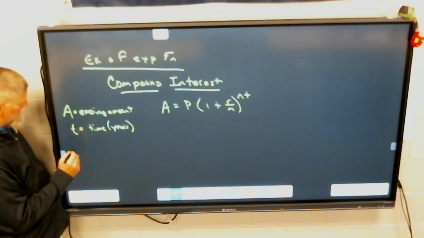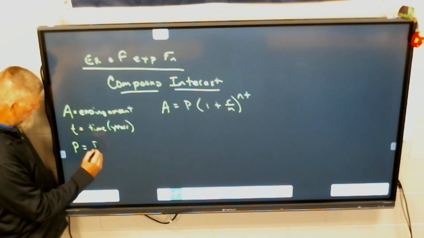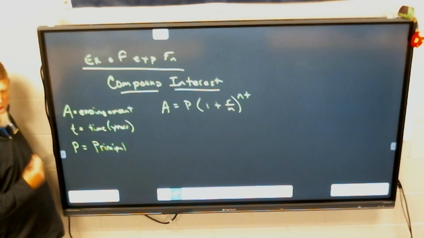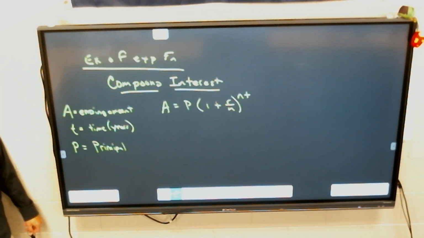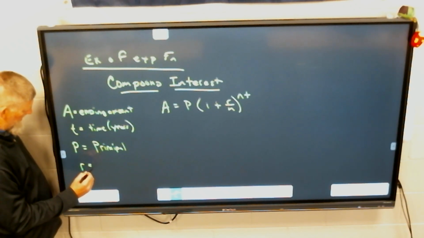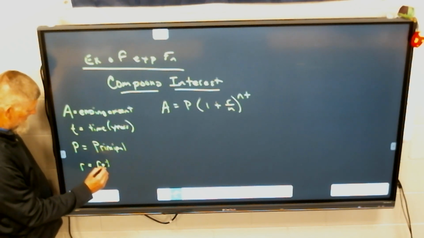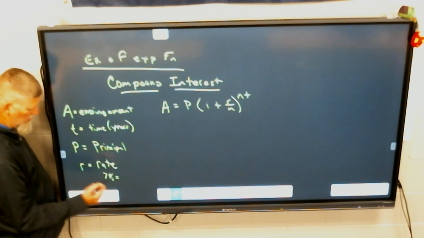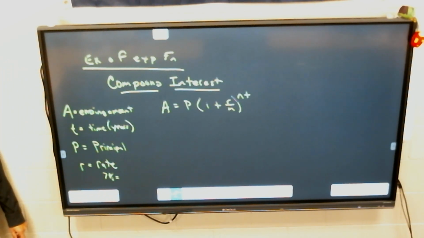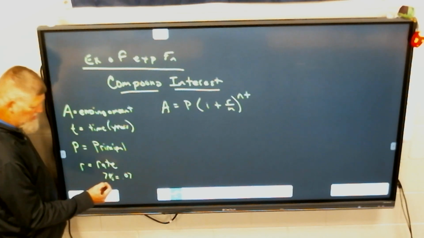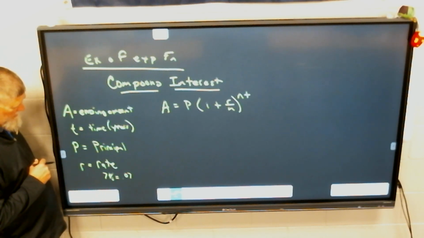And then we have P, which is your principal. In money, the principal is what you're starting with, your starting amount. And then R is going to be your rate. So for instance, if we say we're going to save money at 7%, what decimal is 7%? 0.07. Always change your percent to a decimal. And that's what R is.